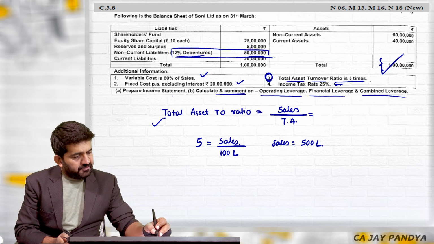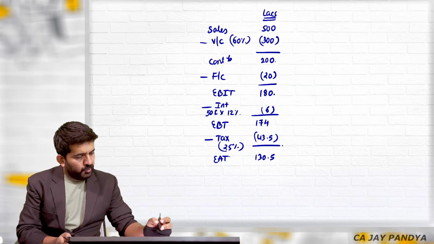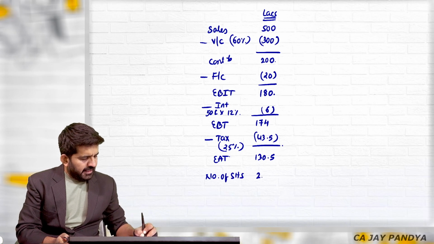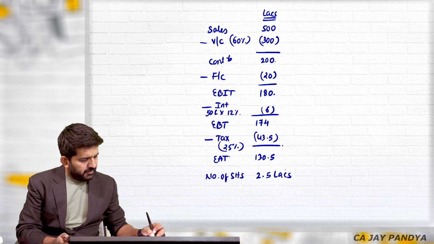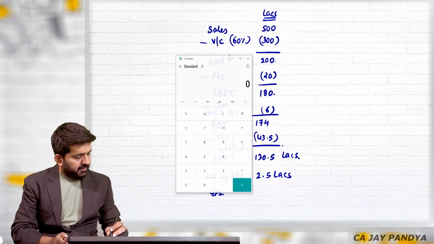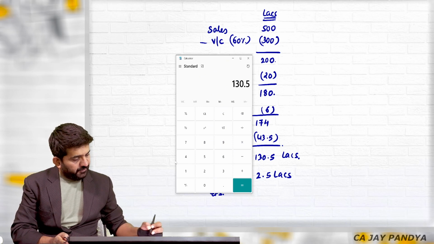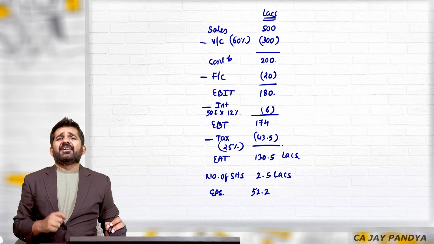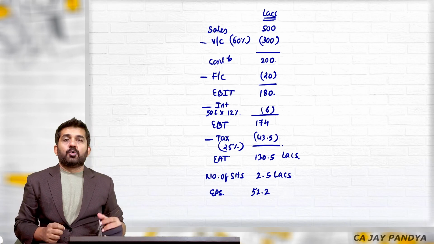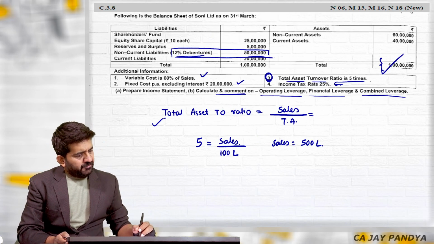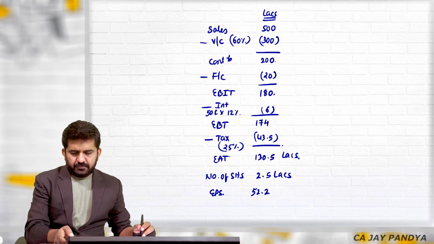I am having number of shares also, which are 2,50,000. In lakhs, it is 2.5. This answer is also in lakhs. So EPS will be 130.5 divided by 2.5. This is 52.2. So I have prepared an income statement where I can know the income per share even. What else is required? Operating leverage, financial leverage, combined leverage.